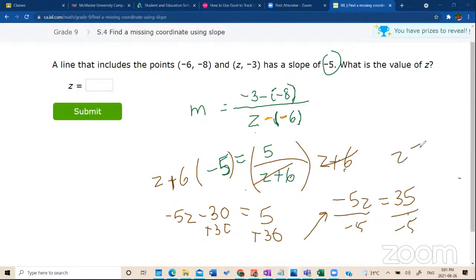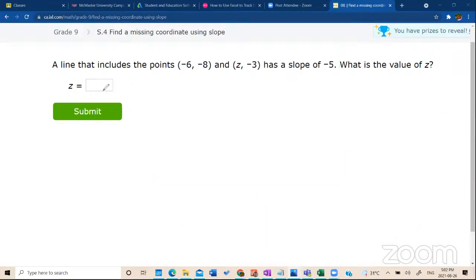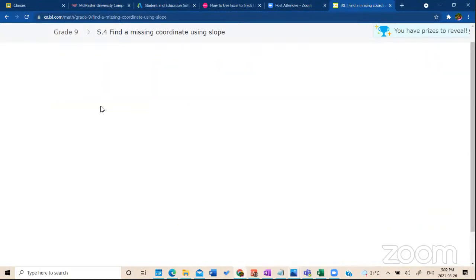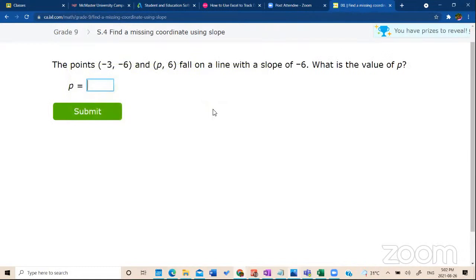There's probably an easier way to do it. I don't know if this is too long. This is too long. Yes. But our answer is negative 7. Yes. Okay, I'm pretty sure you can find an easier way to do it, but that's how I would do that.